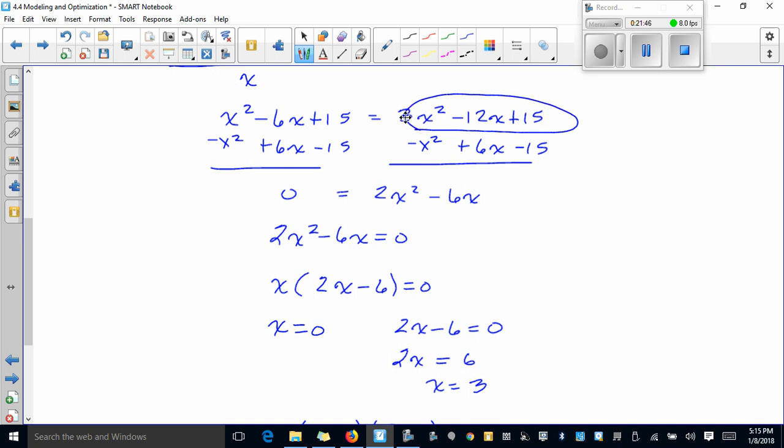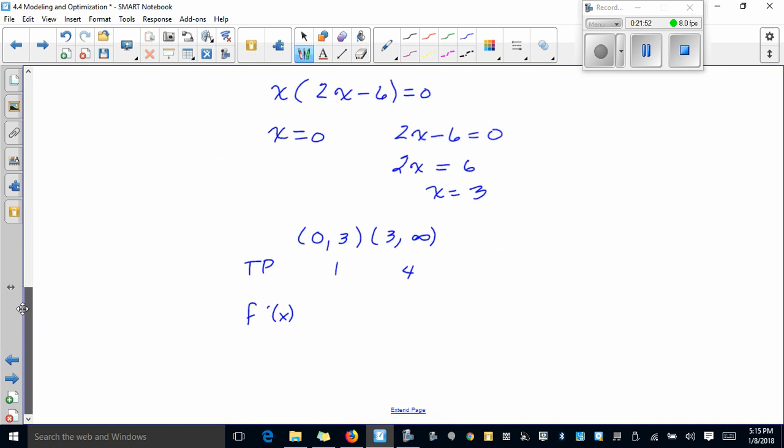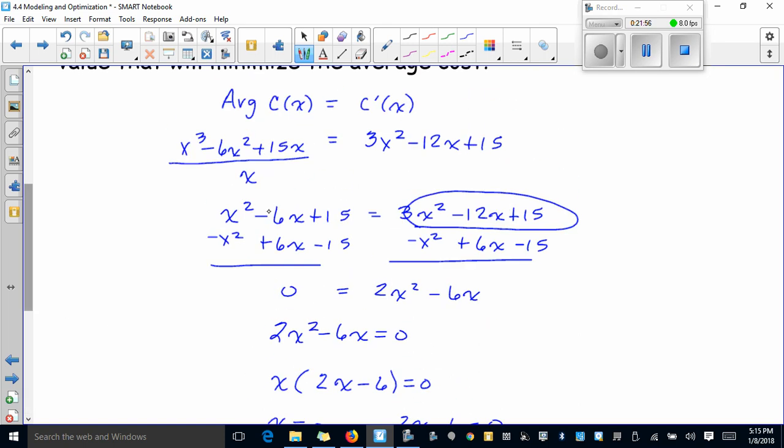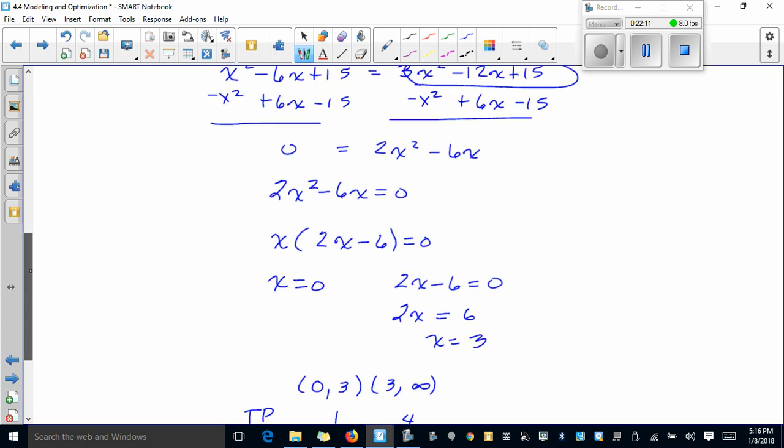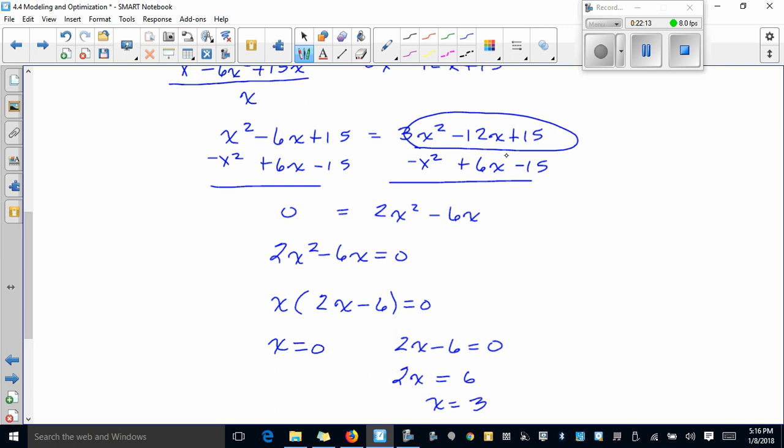Wait, something went wrong. I got a positive value on the other one. We're not supposed to get positive on both of these. 16 times 3 is 48. 12 times 4 is 48. Okay, silly me. On both of these, we want to go back up to this guy here.